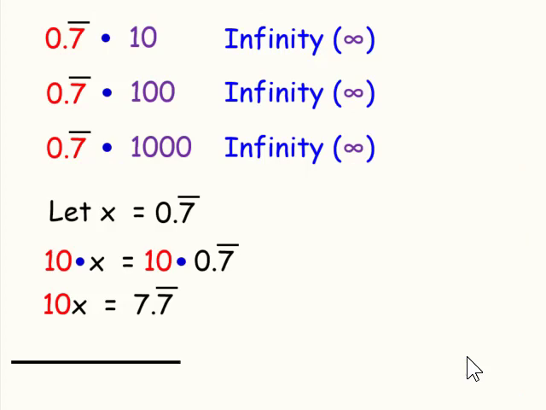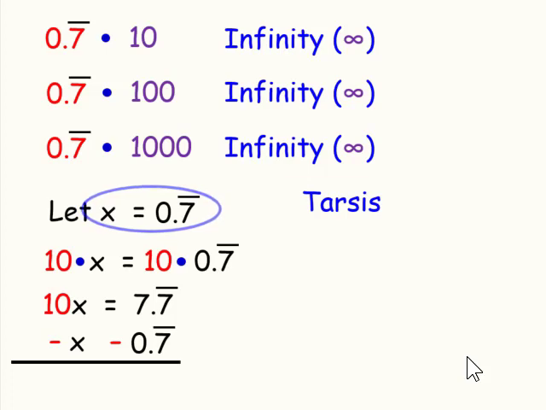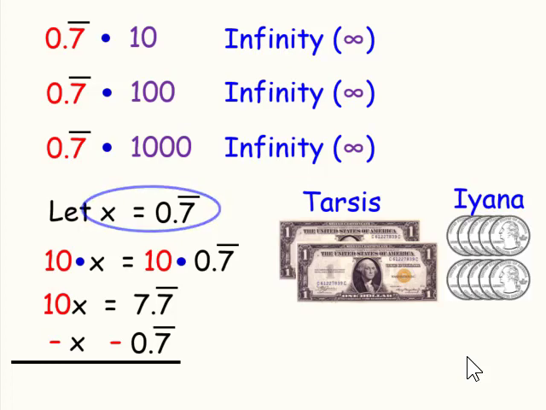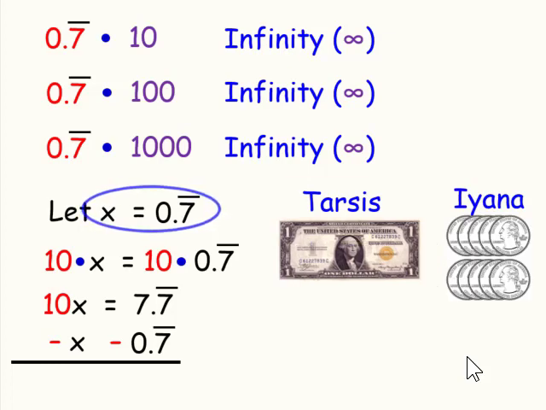Well, now let's subtract this repeating decimal, which was 0.7 bar, from both sides. But instead of subtracting it from the left side, let's subtract something that it's equivalent to, which is x. It's like if Tarsus had 2 $1 bills and Ayana had 8 quarters. If I took away a $1 bill from Tarsus and 4 quarters from Ayana, they still have equivalent amounts. When we do not have a coefficient, a number in front of a variable, it's understood to be 1.